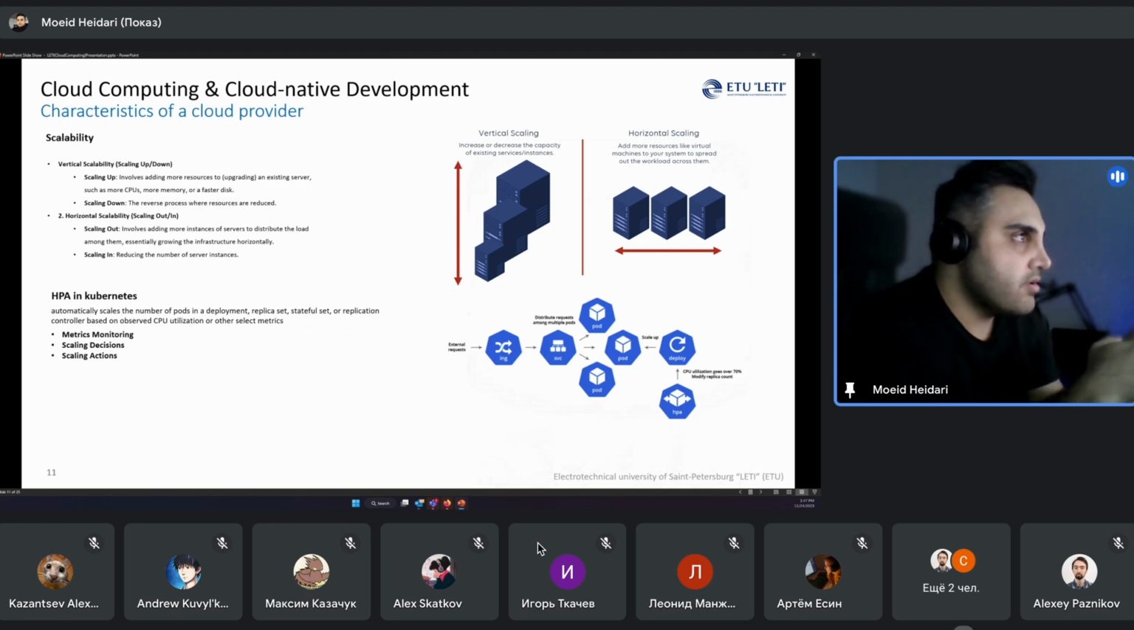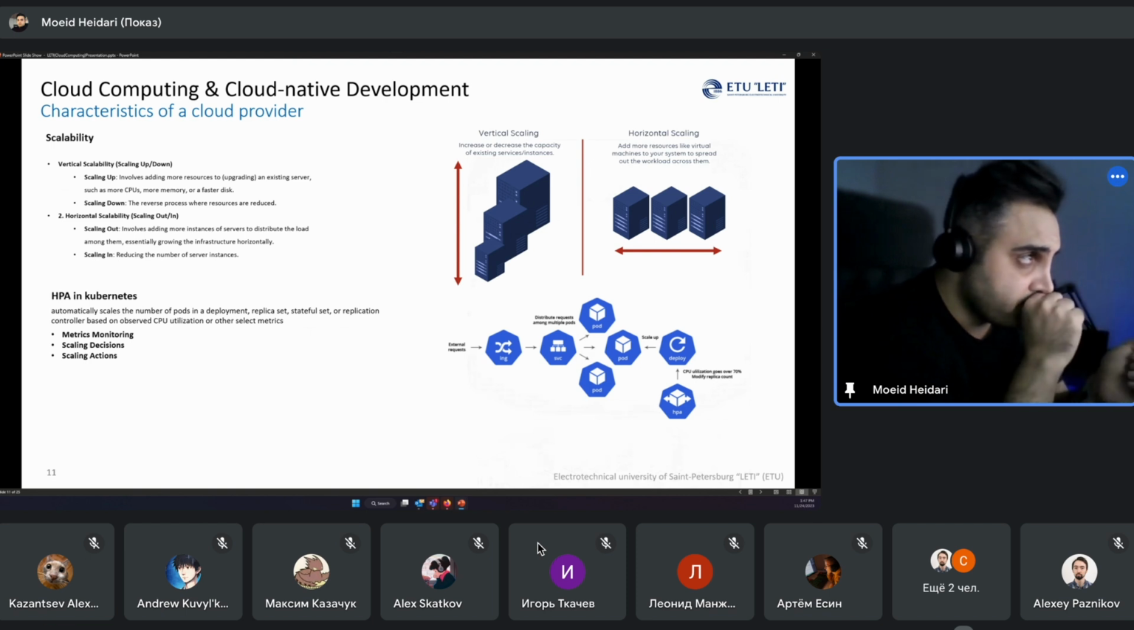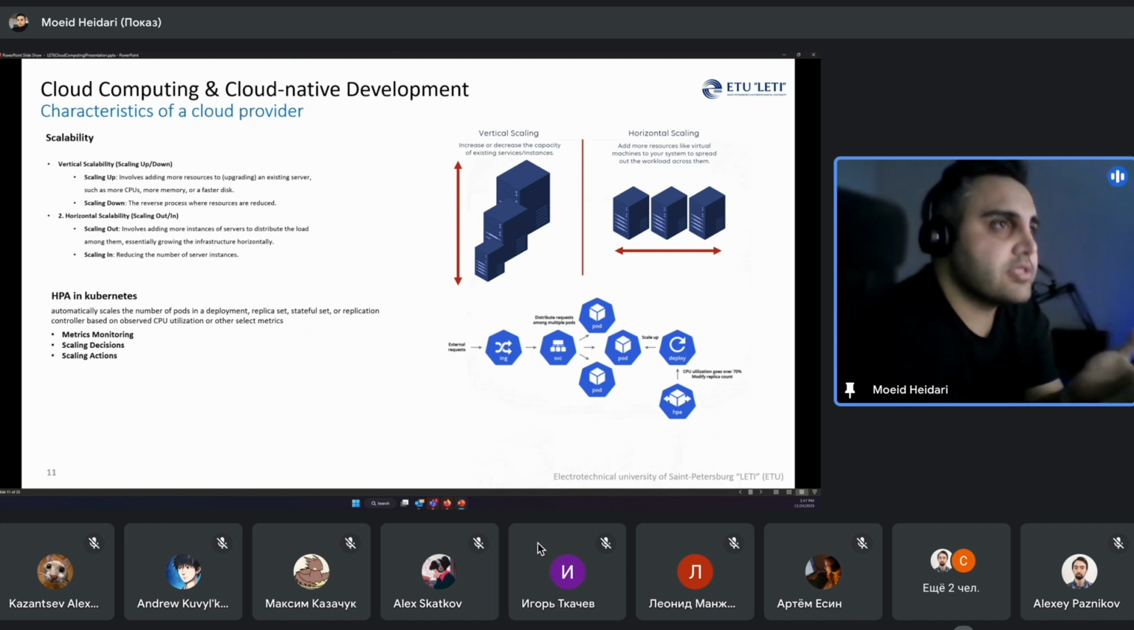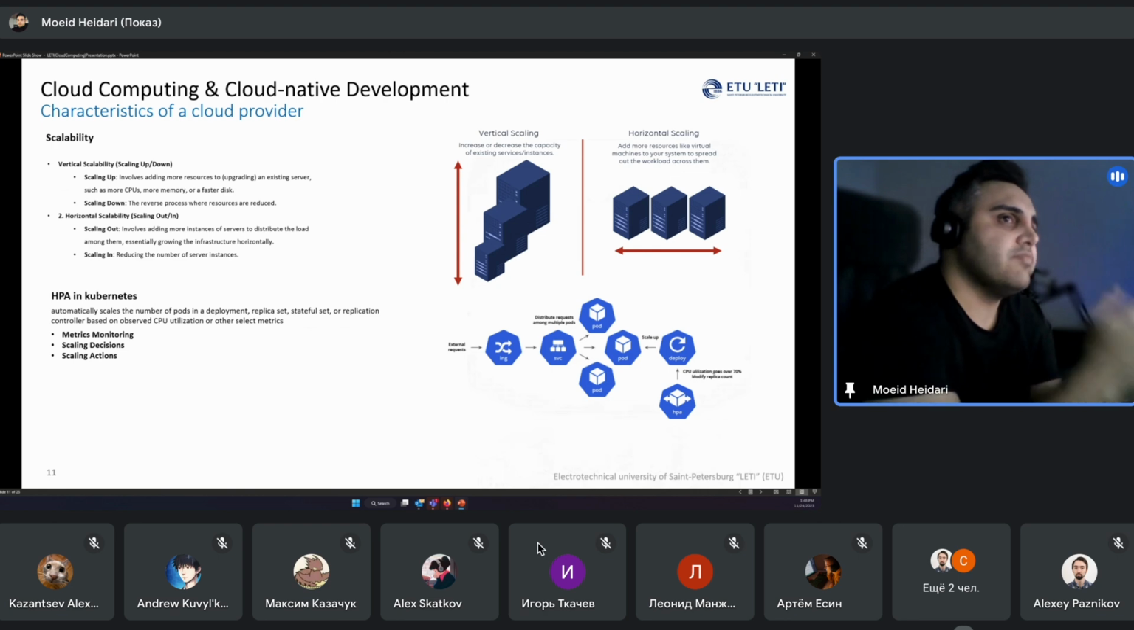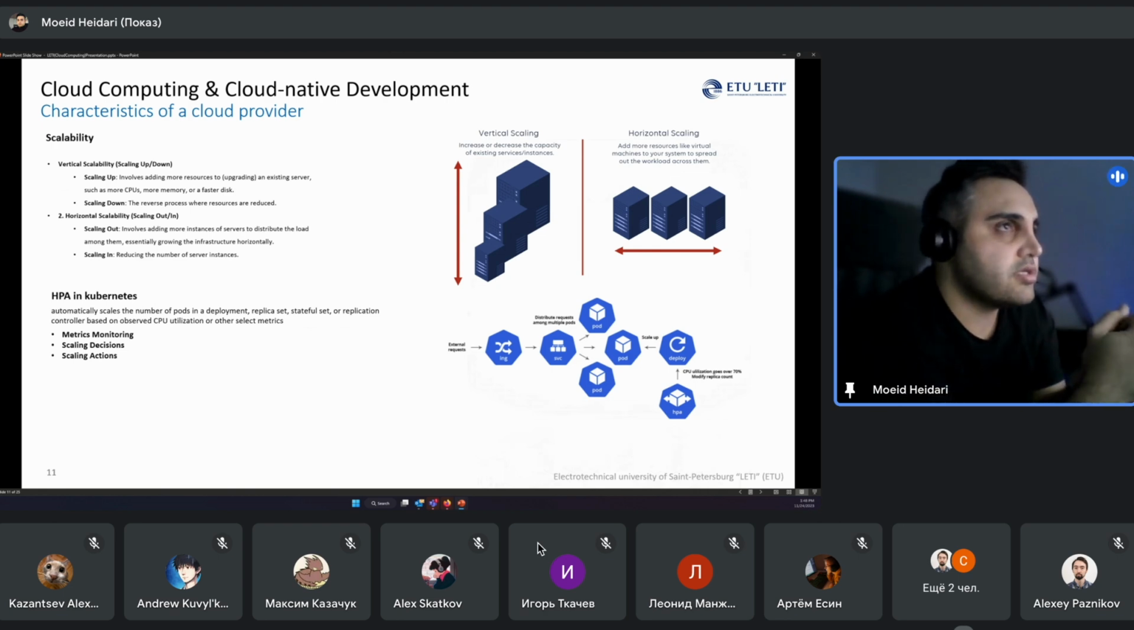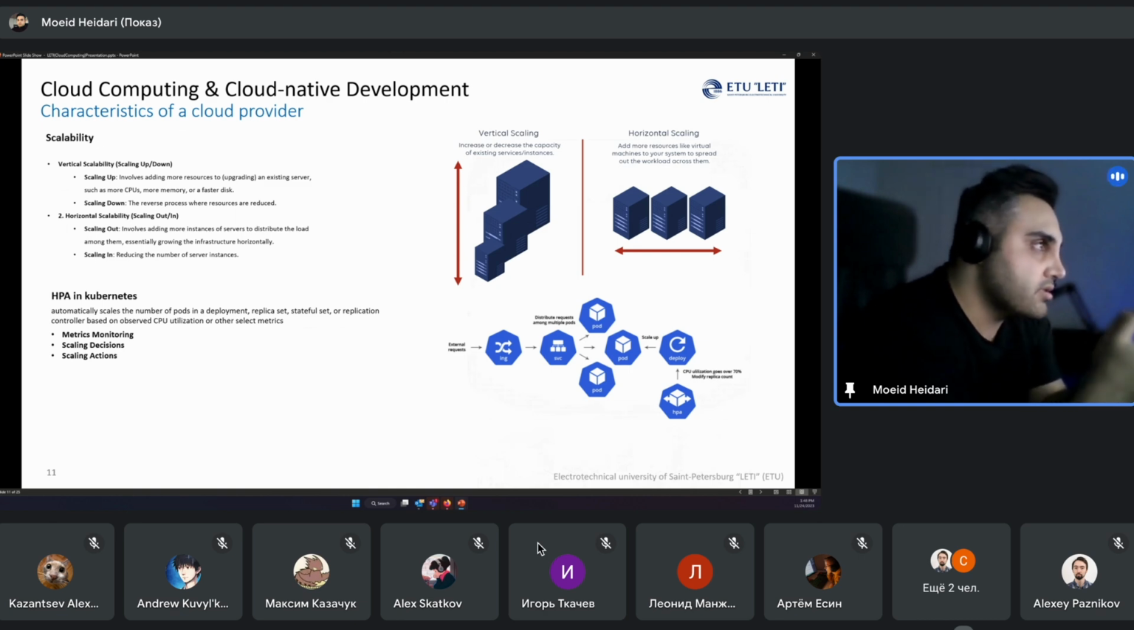And horizontal scalability, on the other side, is when we have some instances of servers in a distributed system, but we feel that we need more servers. We don't want to upgrade these servers, but additionally we want to add more servers to this cluster or to this cloud system. So in this way, we say that we scaled out horizontally, or scaled in horizontally.